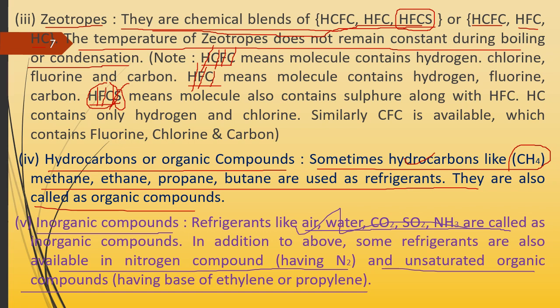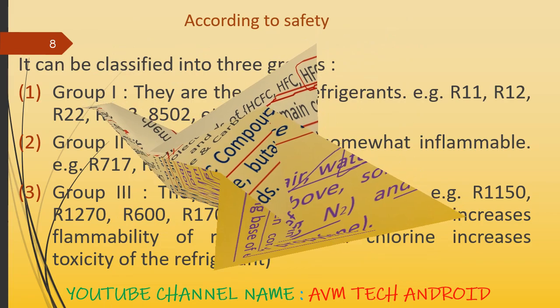So this is one of the way to classify the refrigerant. So either it is a hydrocarbon or it is an organic compound or it is an inorganic compound or it is a azeotrope or it is a zeotrope.